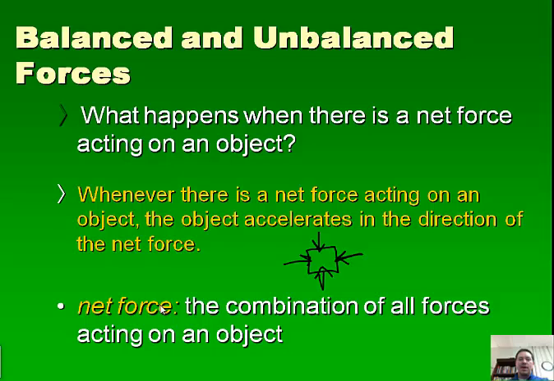But if the net force is greater in one of these directions, let's draw this arrow longer, saying that it's pushing in the direction of the arrow, the net force on this object will be to the right, because this longer arrow indicates that we have more force pushing on this object, so it pushes in the direction of that greater force.